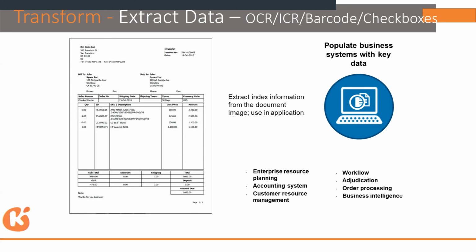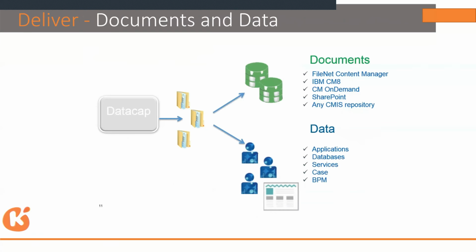We can extract the data from the documents, and so we can deliver the data. From Datacap, we get the sources from several resources. Datacap transforms the data, and we can deliver the data as documents into a file and content manager, like CM8, or Content on Demand, SharePoint, or any CMS repository.